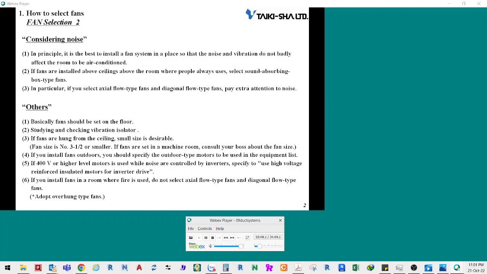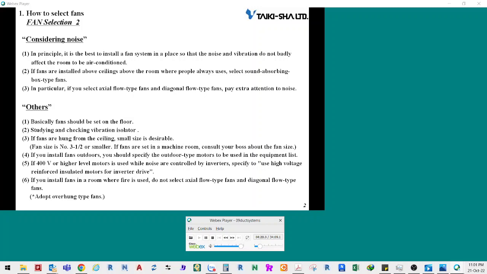You should also pay attention to the following points. Basically, fans should be set on the floor. Vibration isolators are needed to reduce the vibration caused by the fan. If you select small fans, they can be hung from the ceiling. If you select large fans, it is impossible to hang them from the ceiling, so you have to consider where such large fans should be set.